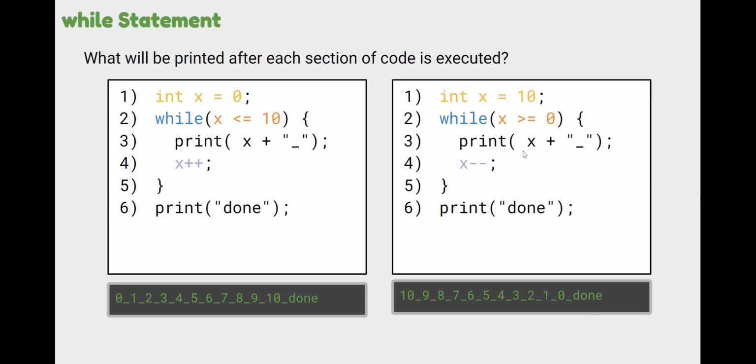So 10 is the first number that prints. We subtract 1, then 9, then 8, then 7, all the way down to 0 would be the last number that we print. We would subtract 1 from it. It would become -1. -1 is no longer greater than or equal to 0. That's the first time our Boolean expression evaluates to false. So then we end our while loop and we print done.